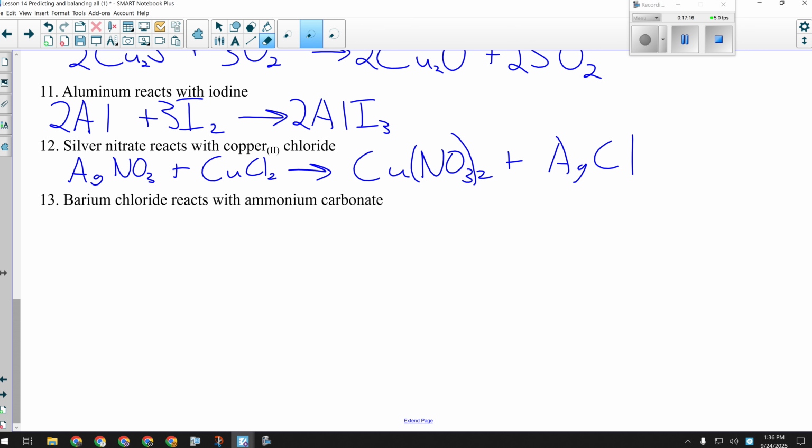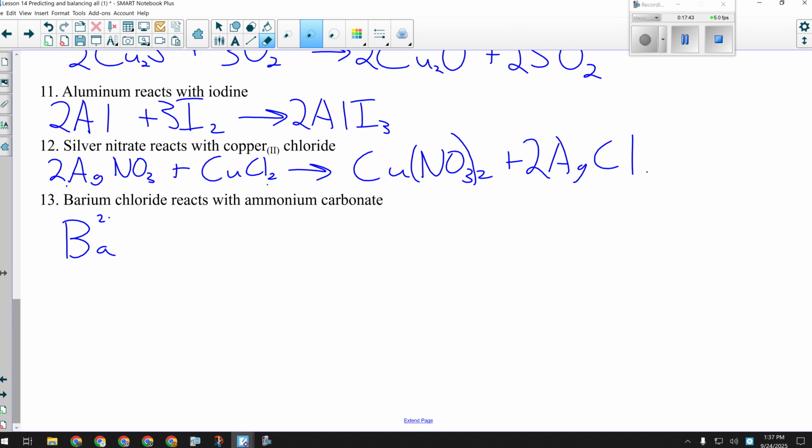Okay, the biggest number is 2. It's on both nitrate and chlorine, so it doesn't matter which one I do first. I'll balance the nitrate because it comes first. Now there are 2 nitrates on both sides, but that gives me 2 silver. So if I go over here, I balance the silver with that 2. I also balance the chlorine with that 2, and now the rest of the reaction is good.